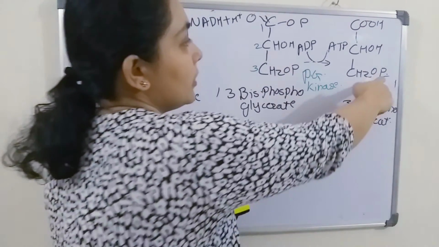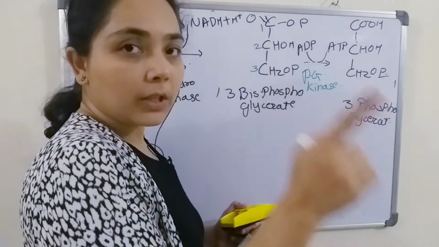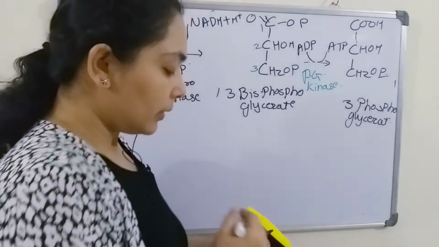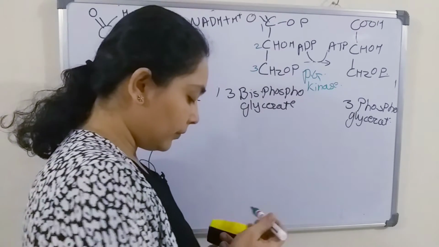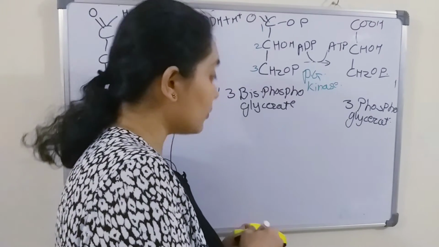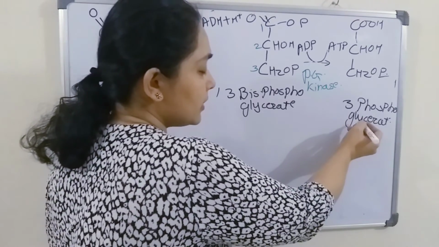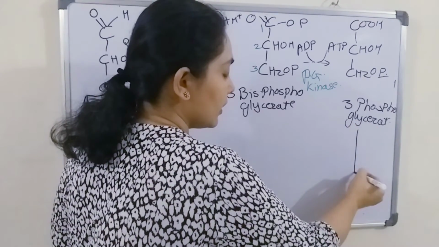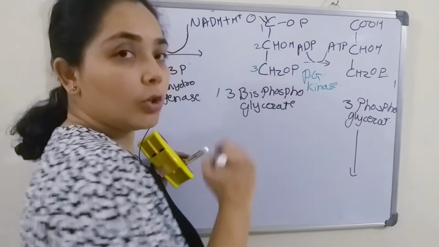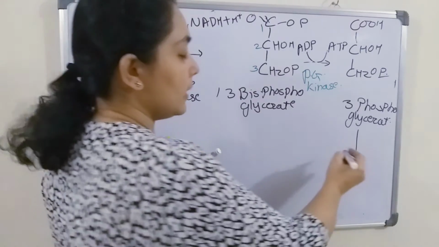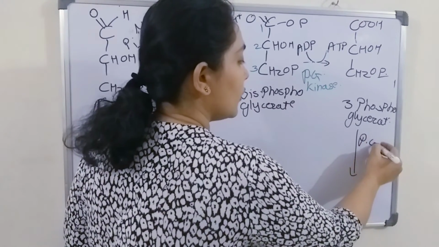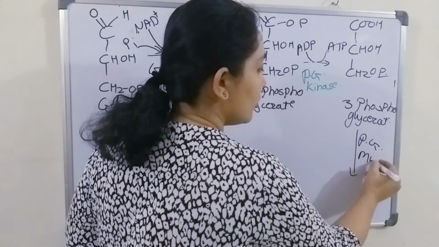Now we are up to this phosphate group. After the removal of the second phosphate group, we will get one more ATP. So there are a few more steps here. Before that, this 3-phosphoglycerate will convert into 2-phosphoglycerate. The enzyme is phosphoglycerate mutase.